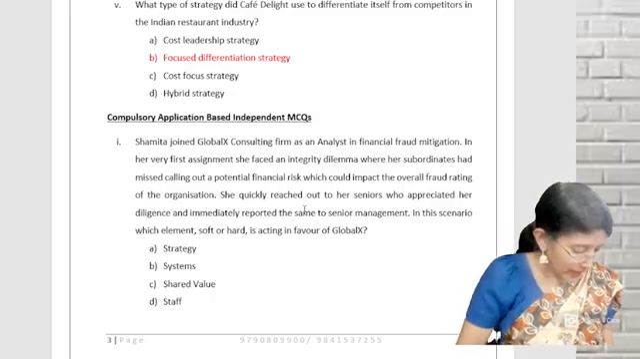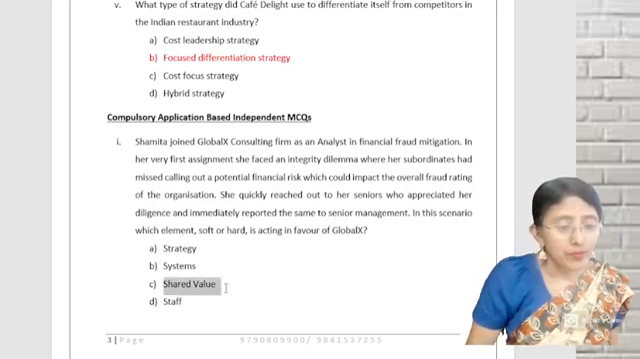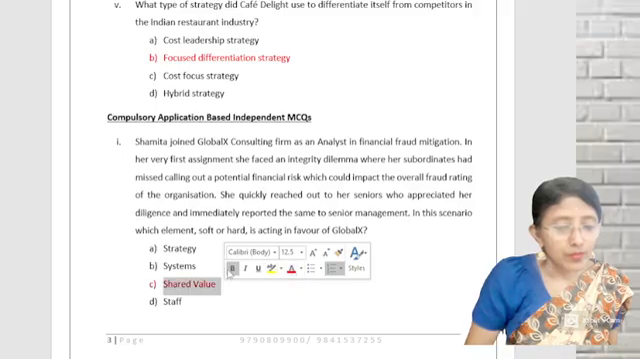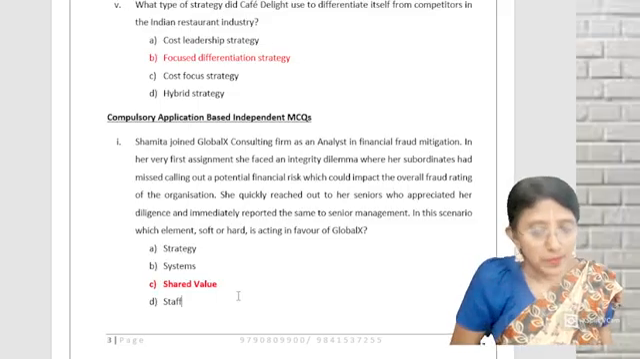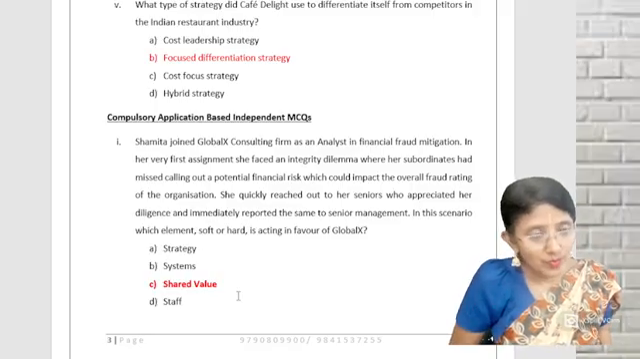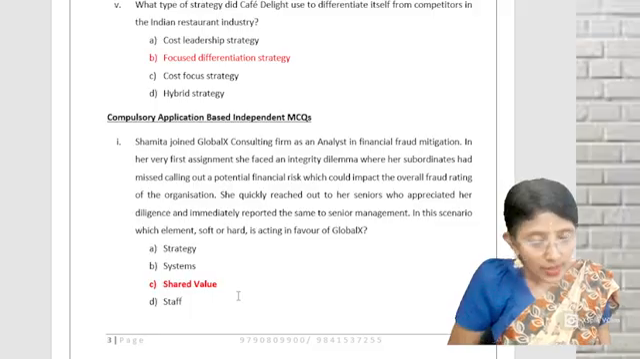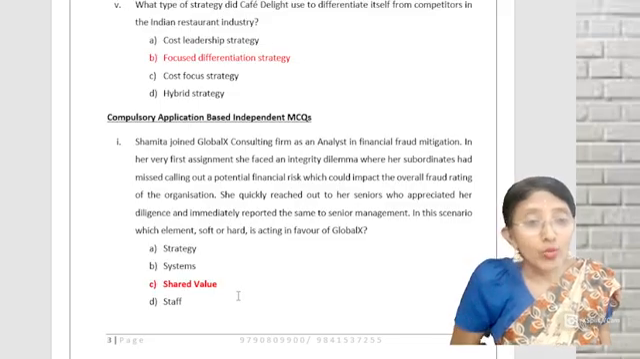How did you choose shared value? Because of this integrity dilemma, where subordinates are calling out a potential risk which could impact the overall fraud rating of the organization. So she thought that in this given case, one wrong decision of hers would upset the entire organization. Very good. It's shared value. What did you think?